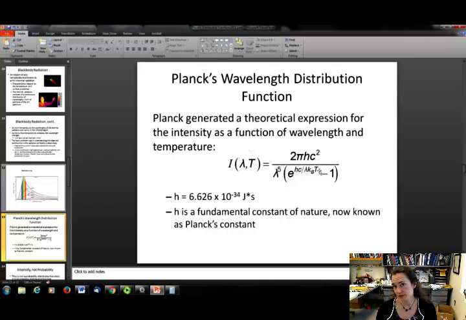That's multiplied by the speed of light squared, where 3 times 10 to the 8th meters per second is the speed of light. Then you divide by the wavelength to the 5th power, and then e to the hc over lambda kT, where k is Boltzmann's constant again, 1.38 times 10 to the minus 23 joules per Kelvin, and then minus 1. So this is the distribution function that describes the intensity of the radiation from a black body.